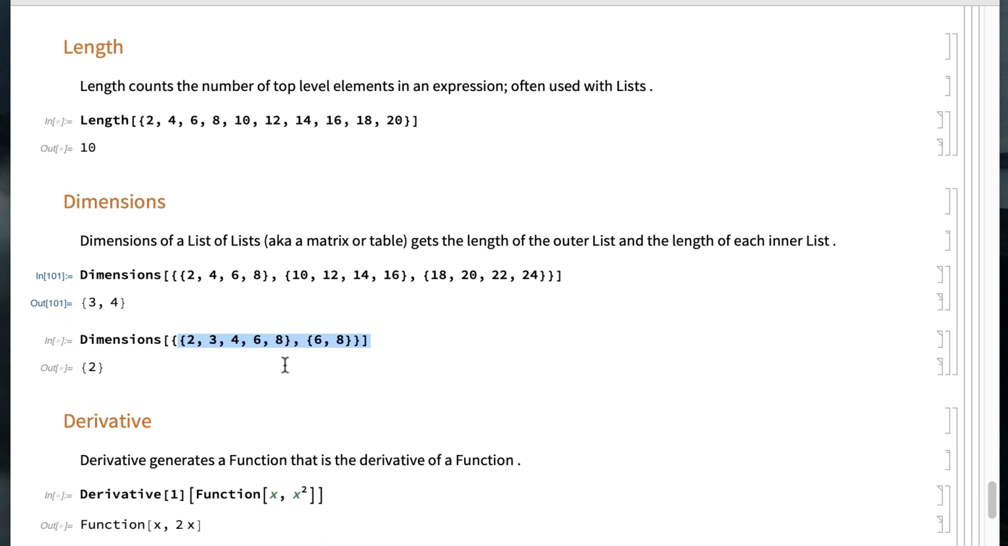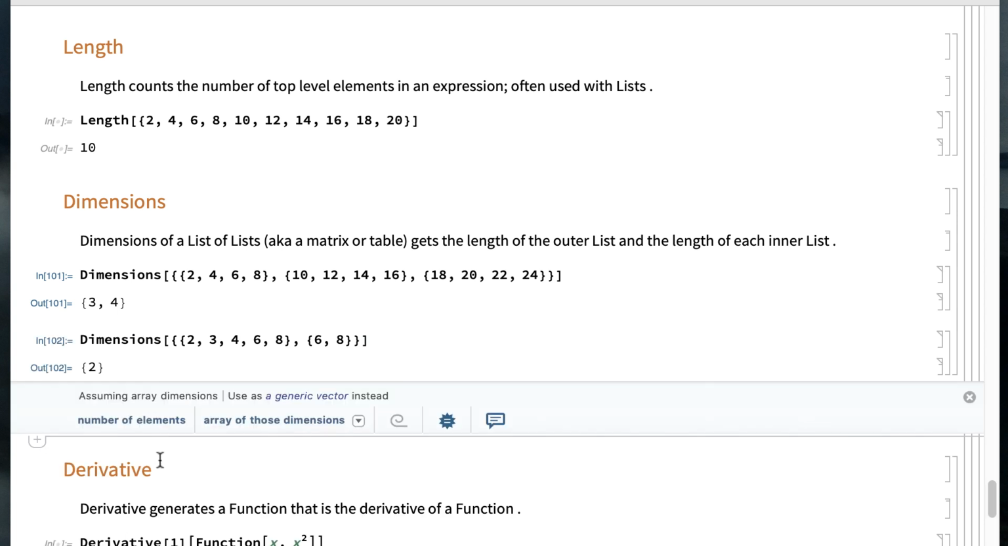What if it's not regular? What if this one has 5 elements and this one has 2 elements? Well, all it can say is, look, you've got 2 elements here, and so the dimensions are 2.